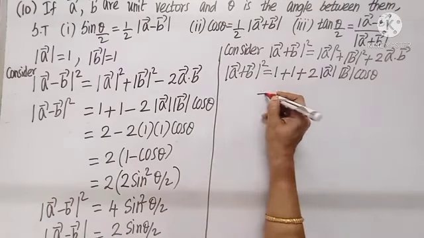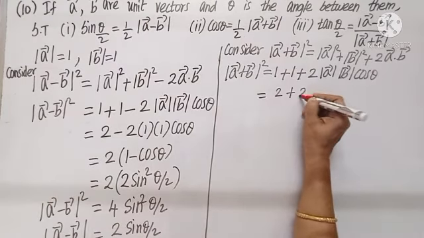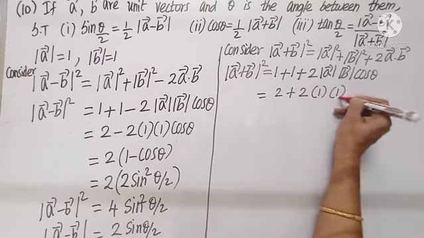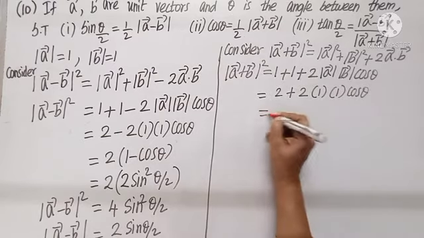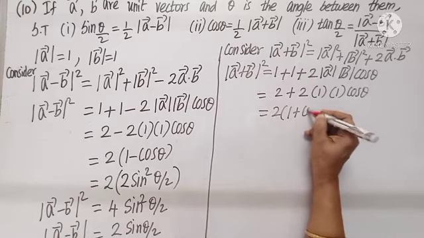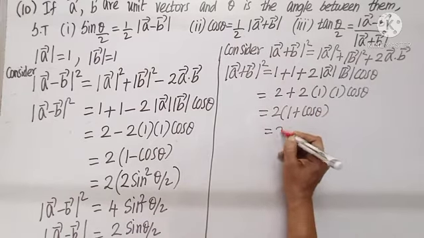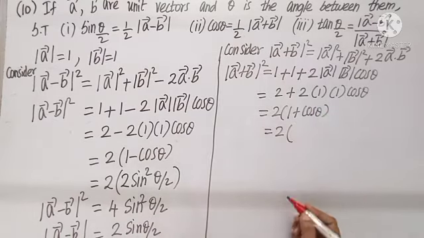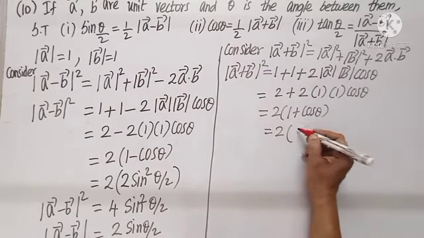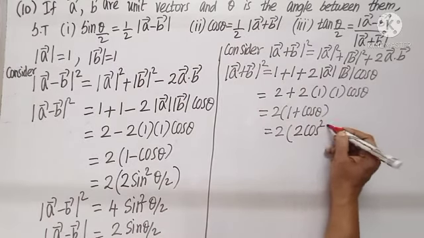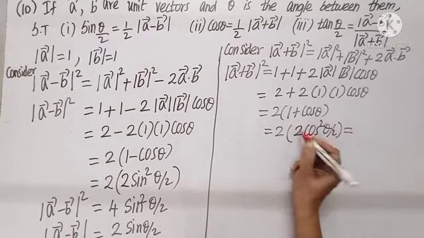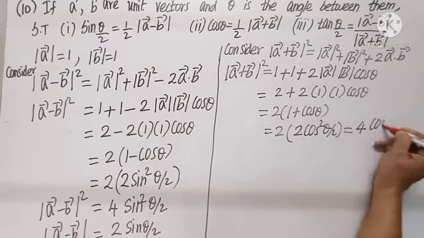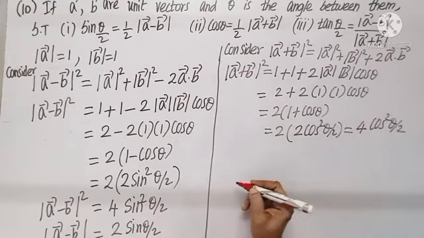As we simplify, 2 plus 2, mod A is 1, mod B is 1 into cos theta. 2 is common, it reduces to 1 plus cos theta. As we recall the trigonometric formula, 1 plus cos theta is 2 cos square theta by 2. 2 into 2, I get 4 cos square theta by 2.